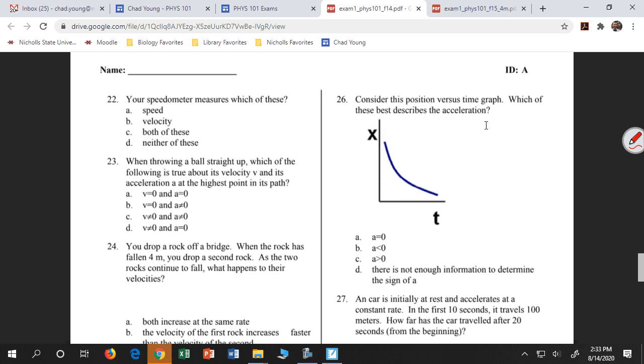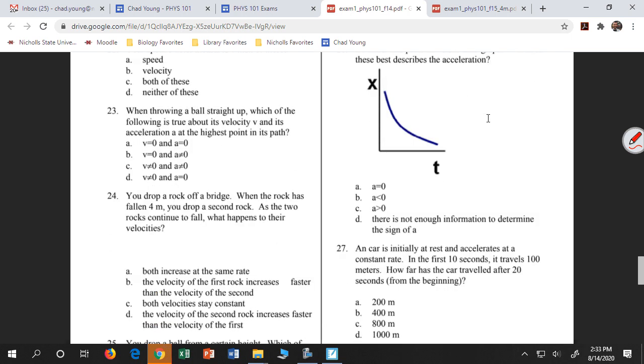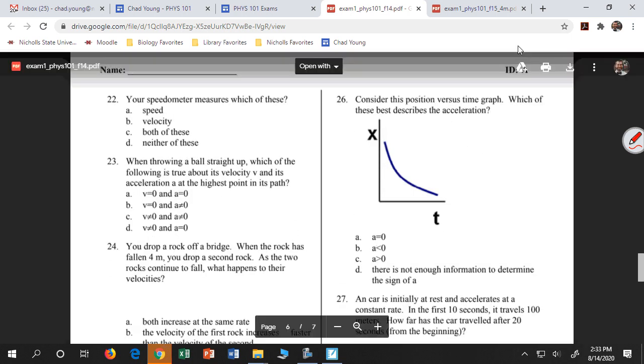Okay, let's look at number 26. Number 26 is another one of these qualitative problems. In this case, it gets to that idea of if my velocity and my acceleration are in the same direction, then it's speeding up. If my velocity and acceleration are in opposite directions, it's slowing down. And so I want to know what is the sign of the acceleration in this case. First of all, is this object speeding up or slowing down?